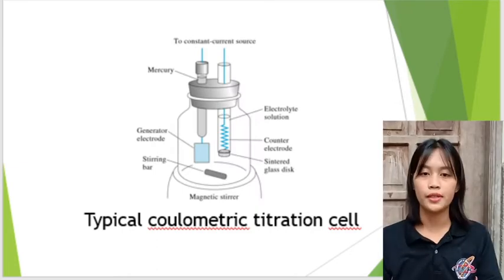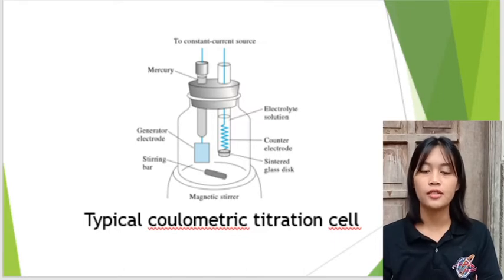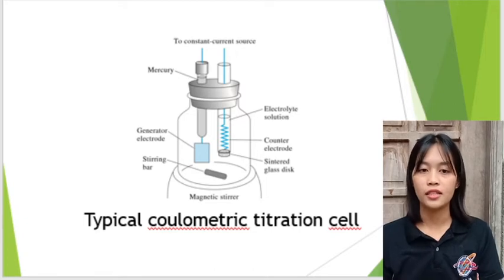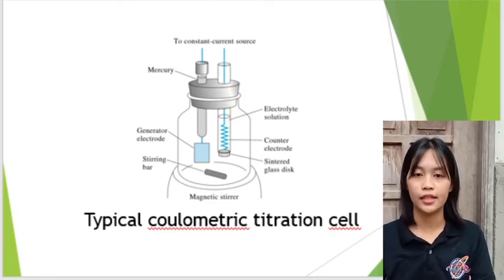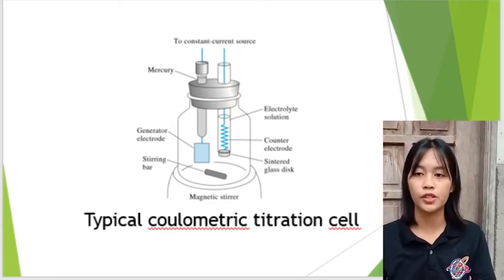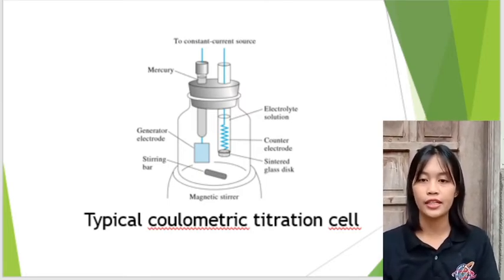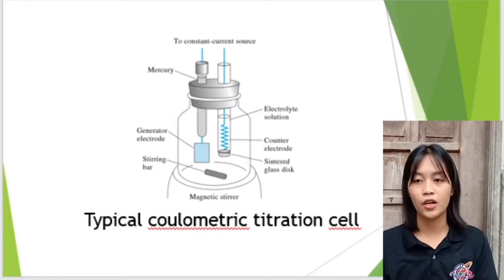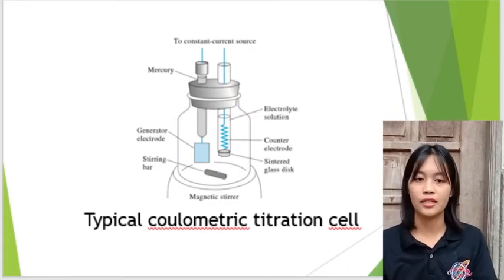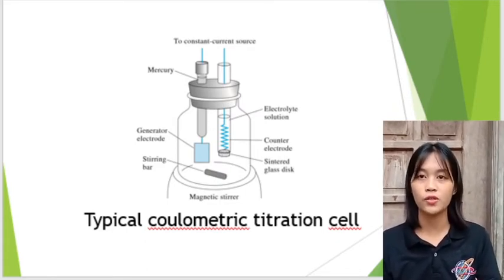So for the instrumentation, you can see a typical coulometric titration cell. It consists of a generator electrode at which the reagent is formed and an auxiliary electrode to complete the circuit. The generator electrode, which should have a relatively large surface area, is often a rectangular strip or wire coil of platinum. A gauze electrode such as the cathode can also be used.